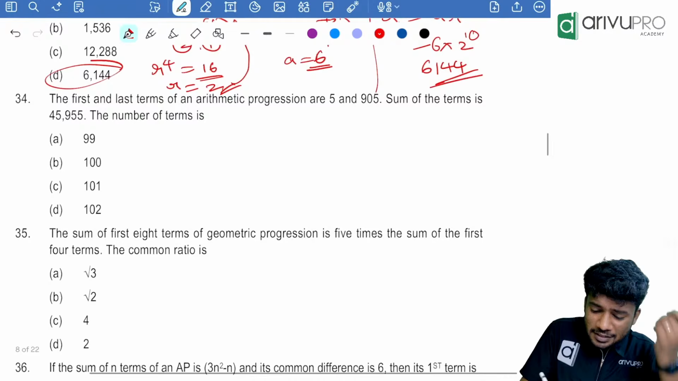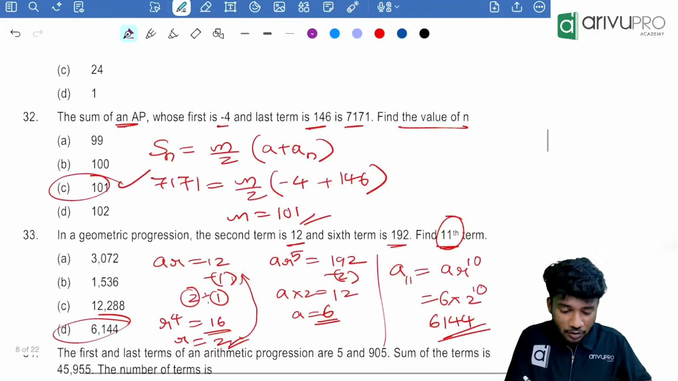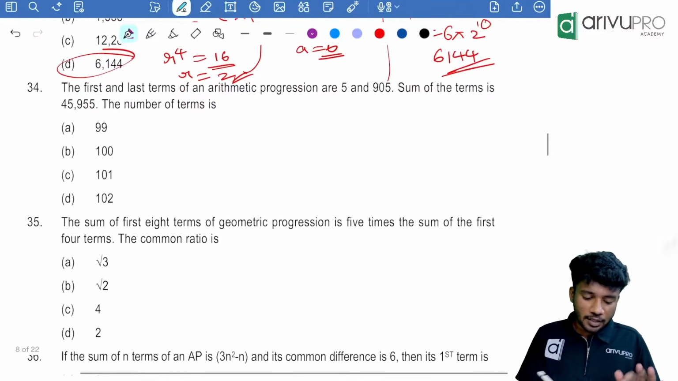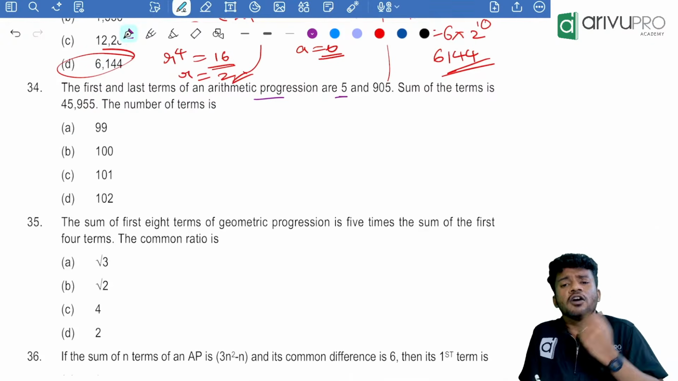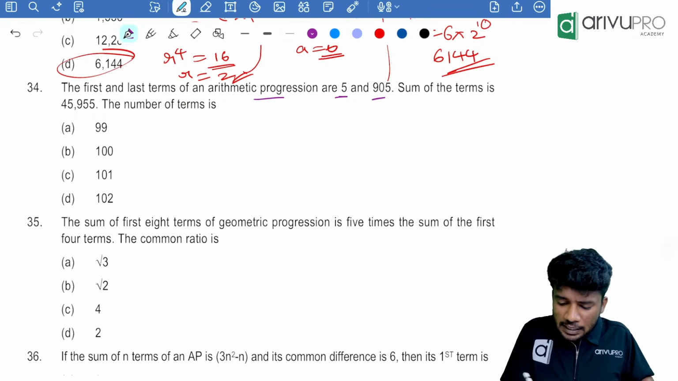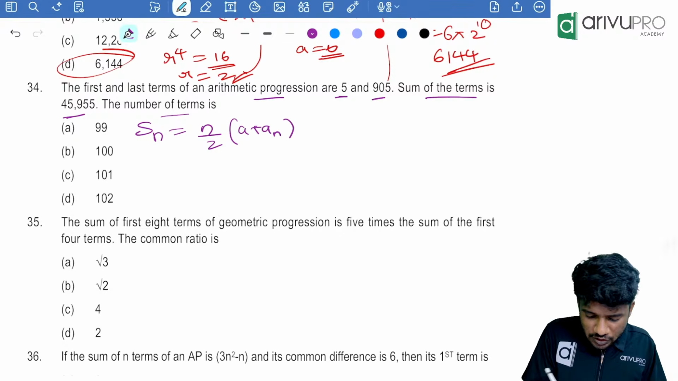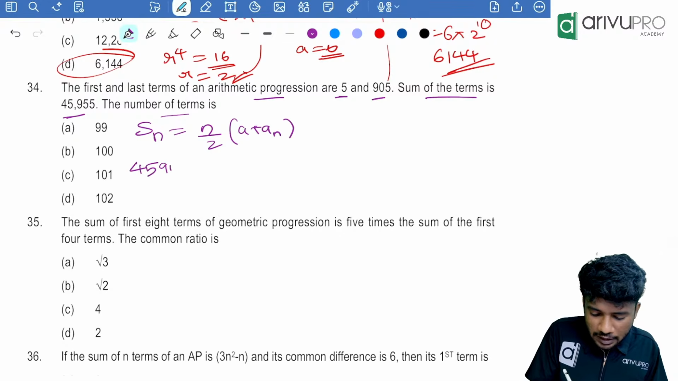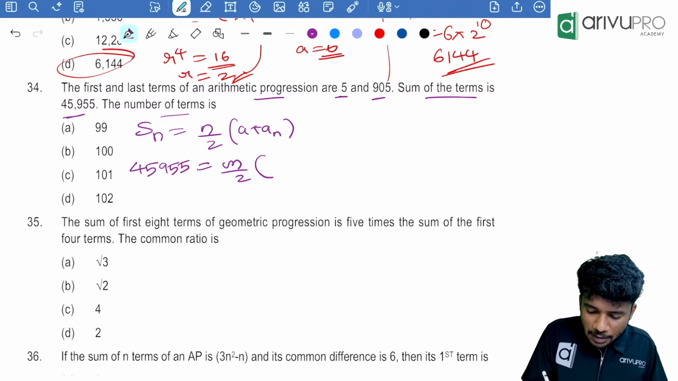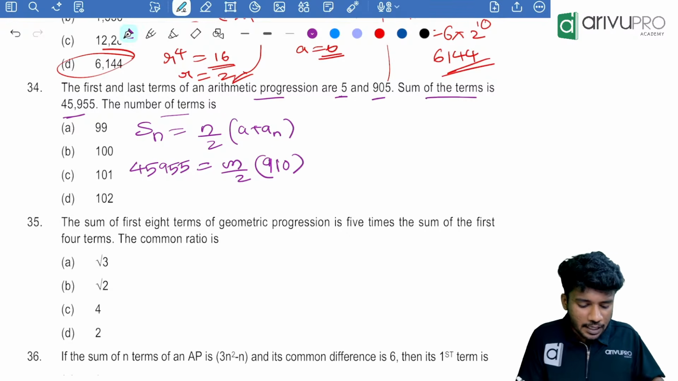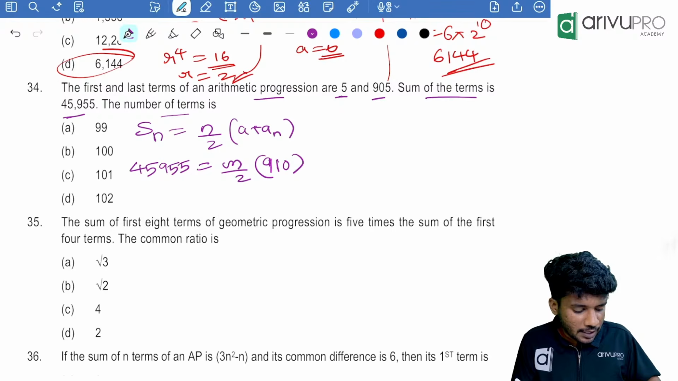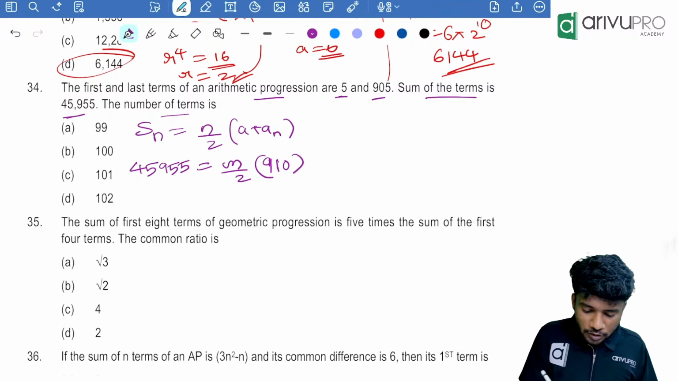Next one, people. Another similar type of repeated question, whichever we have done over here. The first question and this question are similar. The first and the last term of an arithmetic progression are 5 and 905 respectively. The sum of the terms is also given; we need the number of terms. Sn is what, people? N by 2 into A plus An, which is nothing but Sn is 45955, which is equal to N by 2 into A plus An. 5 plus this is how much? 910. Take your calculator, do it for me. That is 45955 multiplied with 2 divided by 910, which is equal to 101.